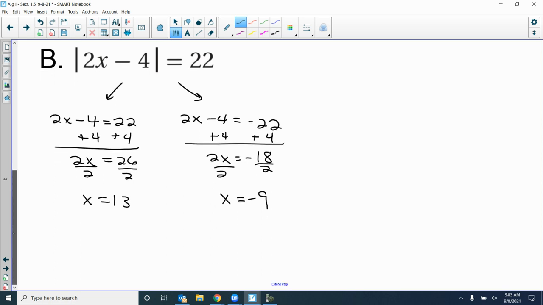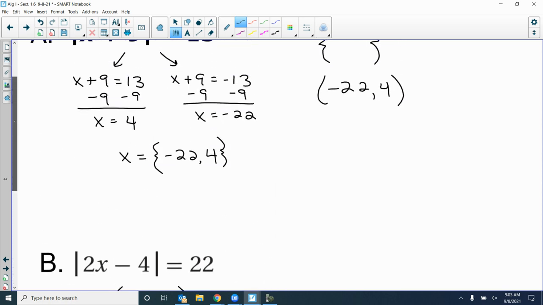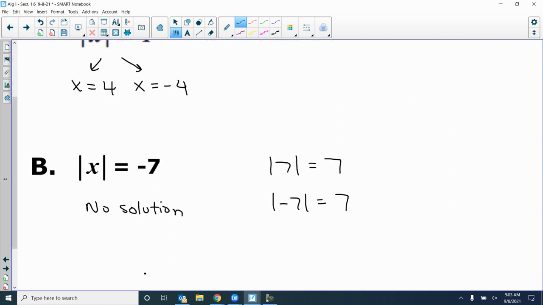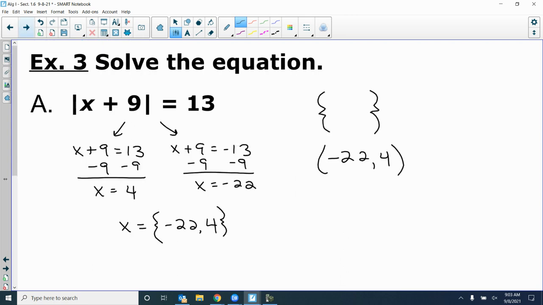All right, so good. So you're going to get those two cases when we have absolute values. Now, if you just have absolute value of x equals 4, life's easy. You say, oh, 4, negative 4. Done. If it equals a negative, can't do it. No answer. So now, where are we at?